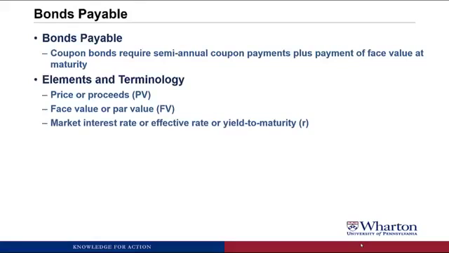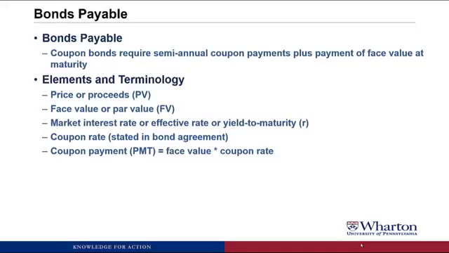The market interest rate or effective interest rate or yield to maturity, those are all synonyms. That's the rate R that we're going to use to calculate present values. That's what rate the investors are willing to lend money to the company at. We're going to have the coupon rate, which is stated in the bond agreement, and that's going to determine the coupon payment, which is the payment in our present value calculations, which equals the face value of the bond times the coupon rate. And then the number of periods to maturity is going to be N.